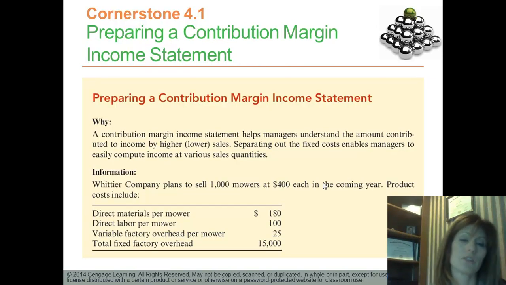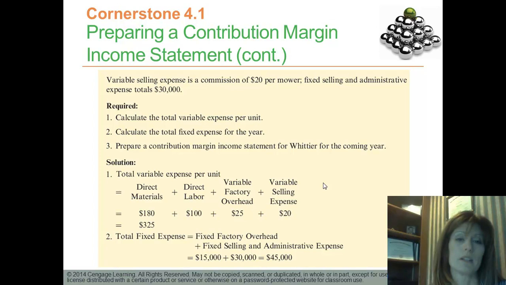So what does a contribution margin income statement look like? This is an income statement that we use for internal purposes, not a GAAP approved income statement, but it looks very similar, right? So here we have the company, the Whittier Mower Company. They're planning to sell 1,000 mowers, $400 each, and you can see the costs associated. So let's put that into a contribution margin income statement.